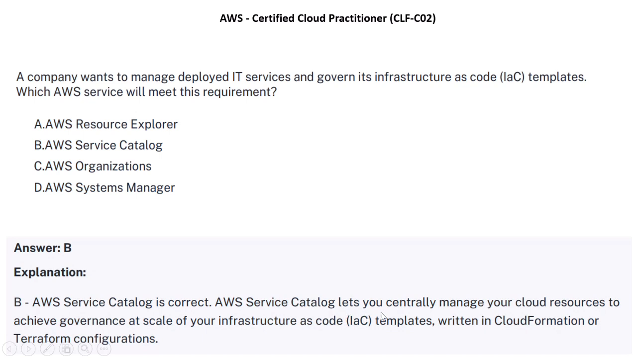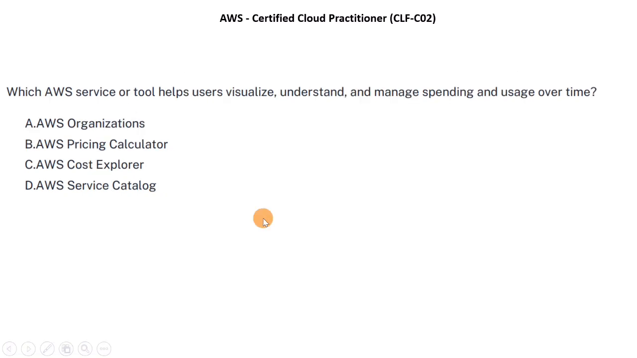AWS Service Catalog lets you centrally manage your cloud resources to achieve governance at scale of your infrastructure as code templates, written in CloudFormation or Terraform configurations. Next question. Which AWS service or tool helps users visualize, understand, and manage spending and usage over time?